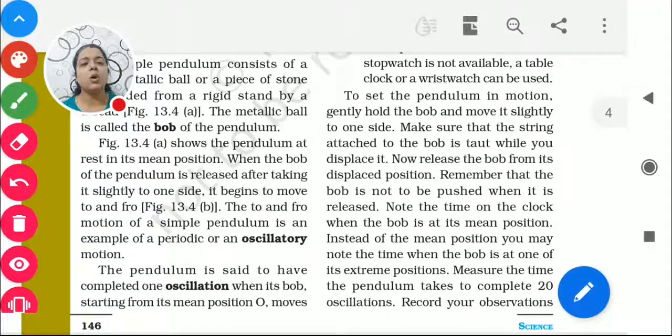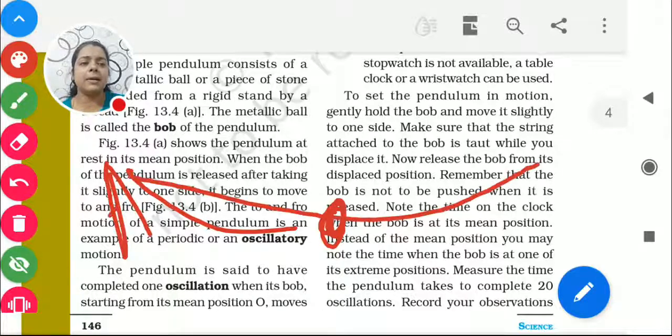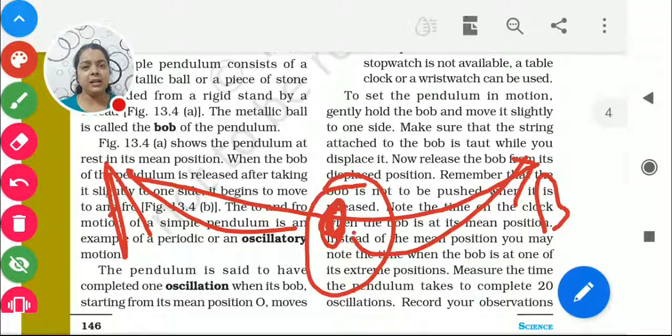Now the matter comes, what is oscillation? When we go for oscillation, we find it has completed one oscillation when it starts from a point O, goes there to A, comes back to B and comes back here to O. When it started from there and comes back directly to it, then it is known as one oscillation. So when it is coming back here, it is called one oscillation.